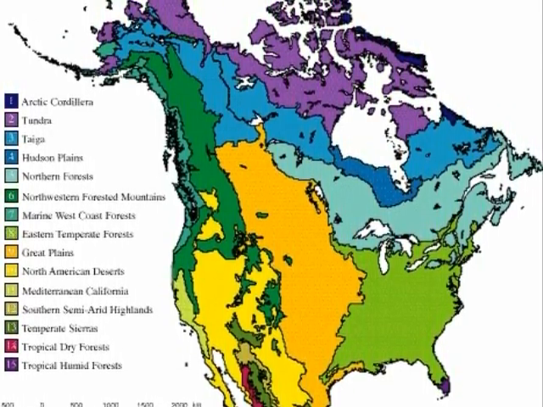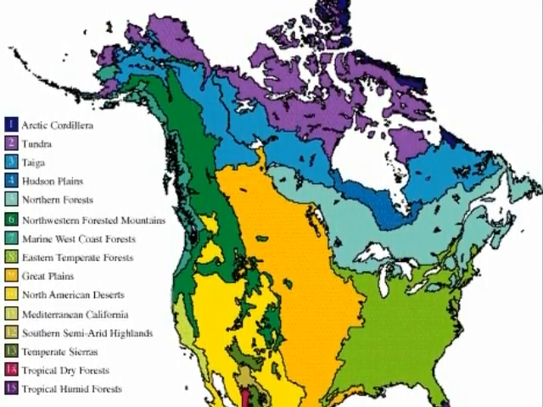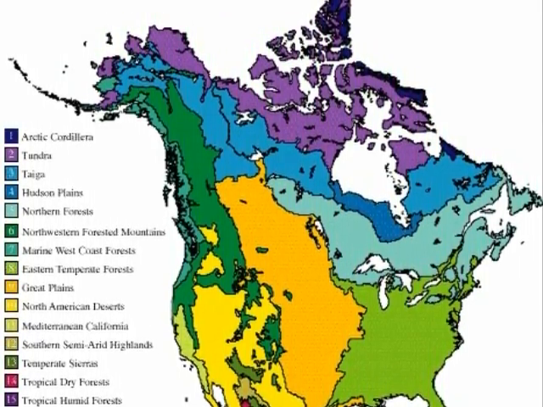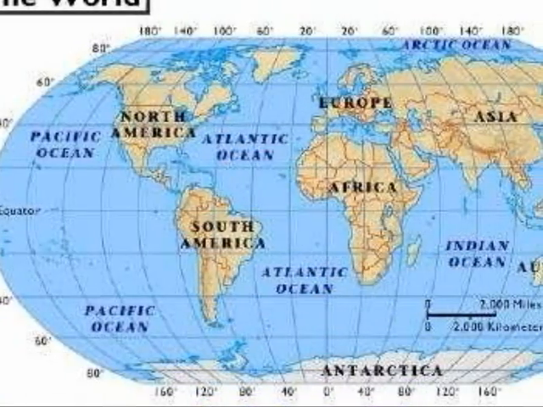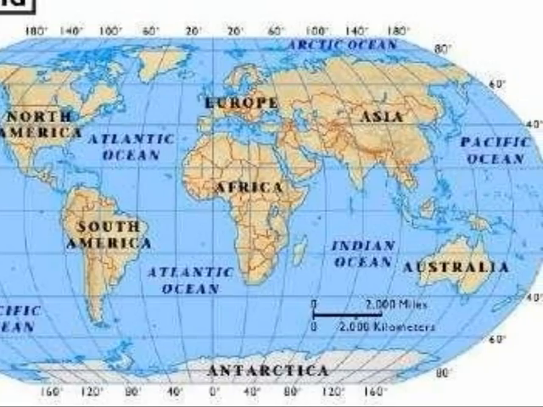Rainforest has high temperatures and high rainfall throughout the year. Desert has warm to high temperatures with very little rainfall. The 2 major bodies of water are the Atlantic Ocean and the Pacific Ocean.